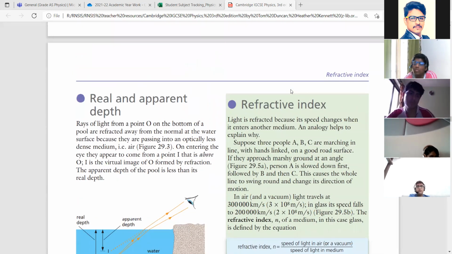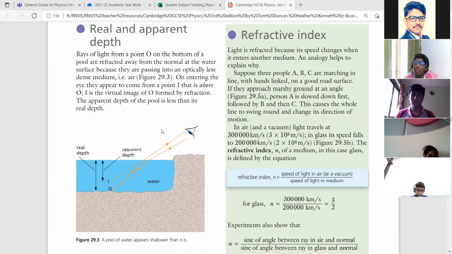Now, because of this refraction, we can also feel certain discrepancies. We cannot actually see the actual depth of a coin or something which is placed at the bottom of the water in a swimming pool or a puddle or a lake. Rather, we would see it elevated. So this thing is called apparent depth, and this is because of the refraction.